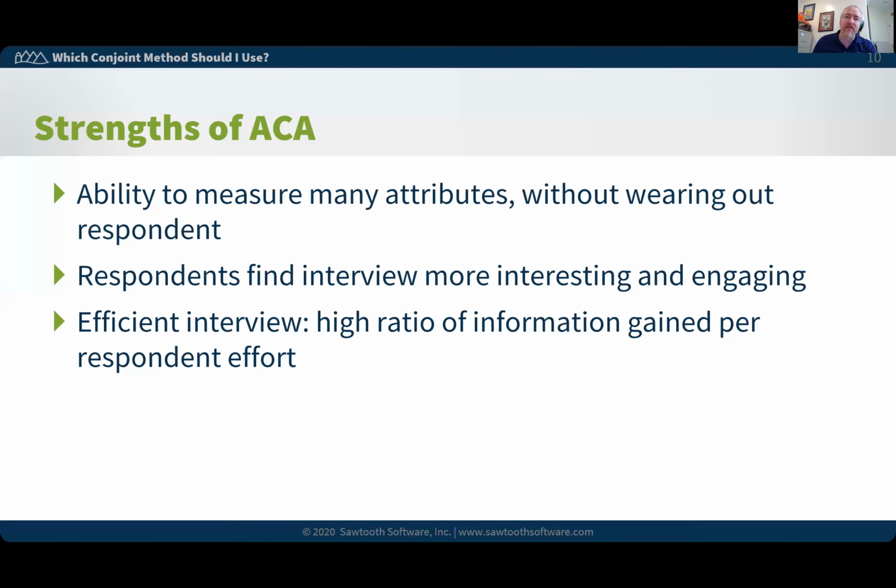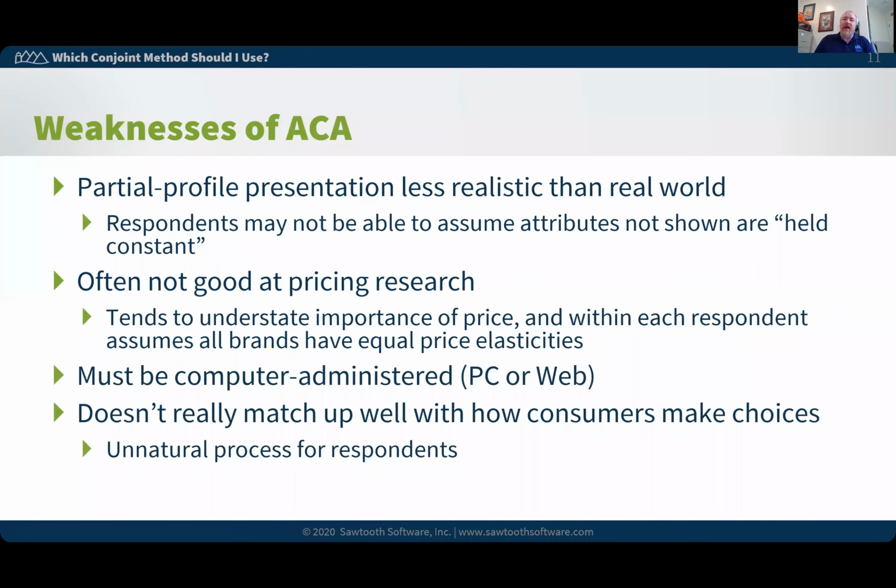There are some weaknesses to the ACA though. Like I said earlier, there's kind of a blessing and a curse, and the blessing is that we can handle 15 attributes at a time. But the way that we do that is by not ever showing things full profile. So if there's interactions between attributes, or you need to know the status of one attribute to figure out the value of the other attribute, the ACA may not handle that very well because we're not showing things full profile.